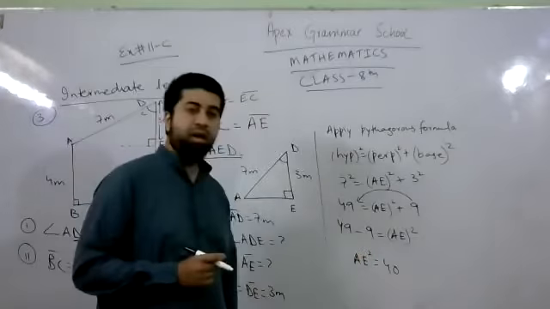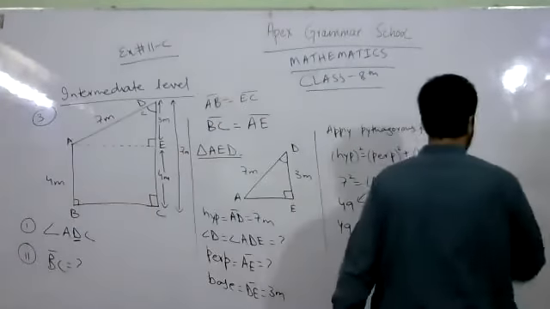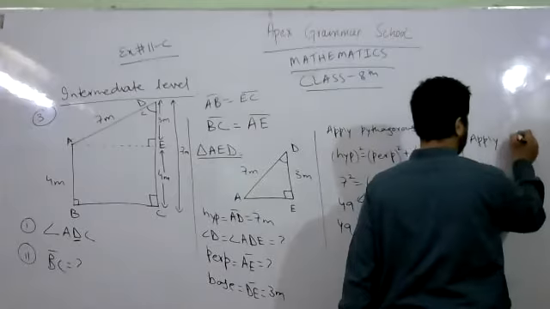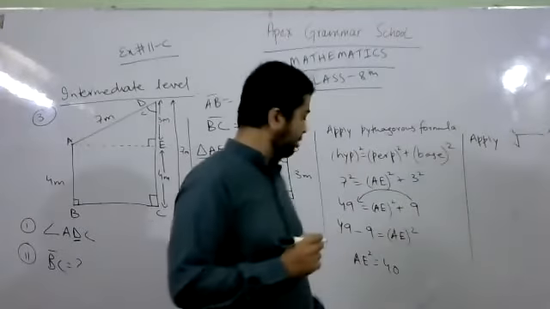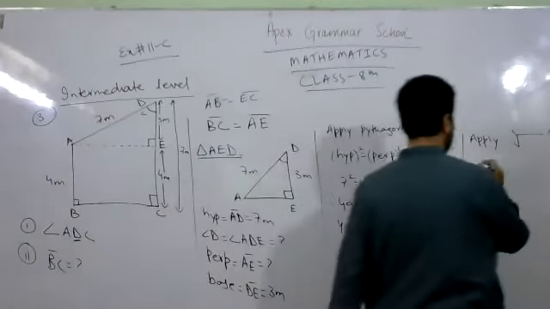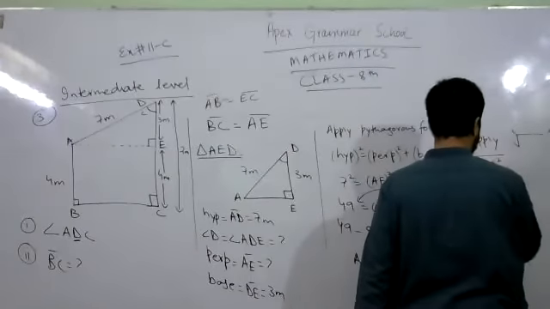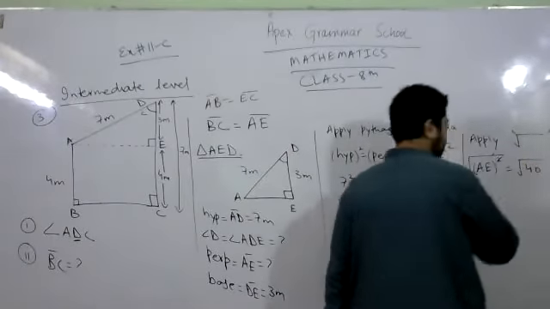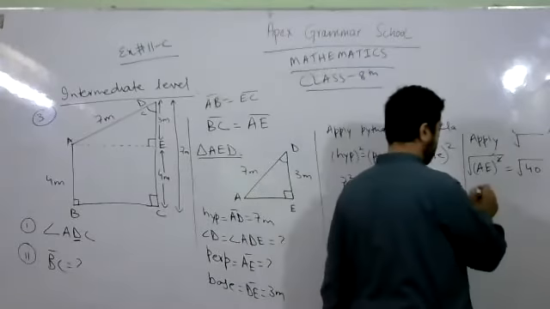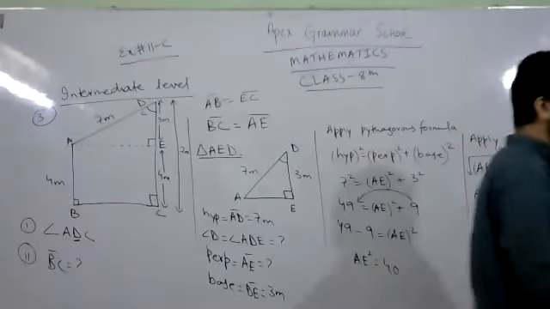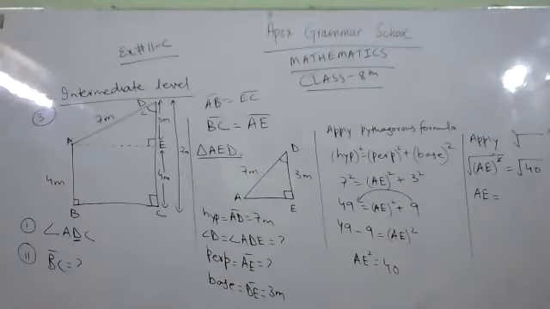To remove this square, we need to apply the square root. The square will cancel with the square root. So AE will be equal to the square root of 40. What is the square root of 40? Open your calculator and find the square root of 40. It is 6.32. Square root of 40 is 6.32.